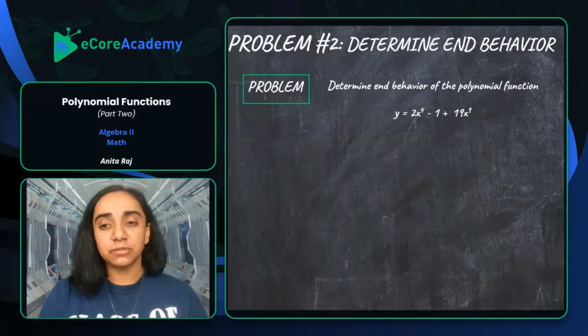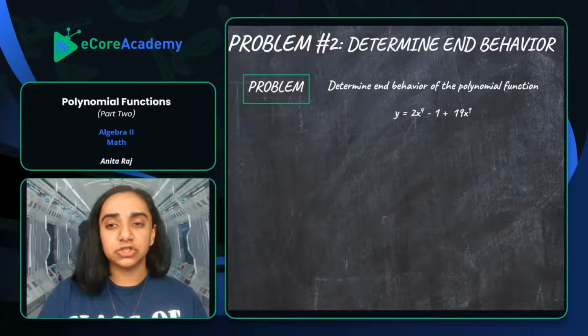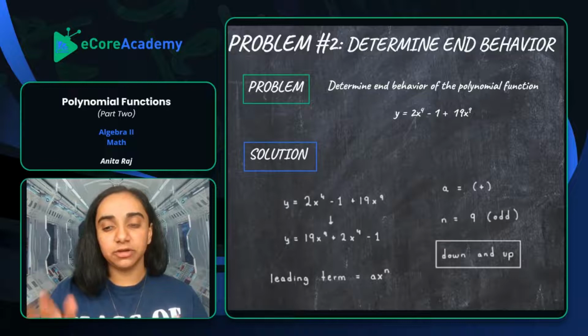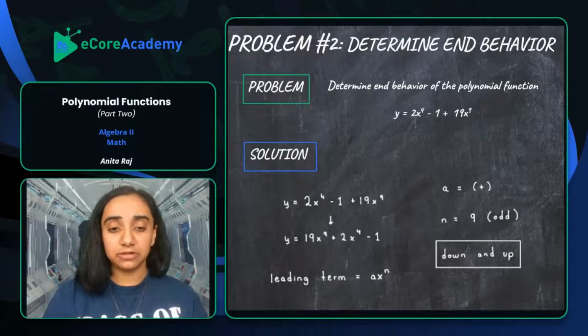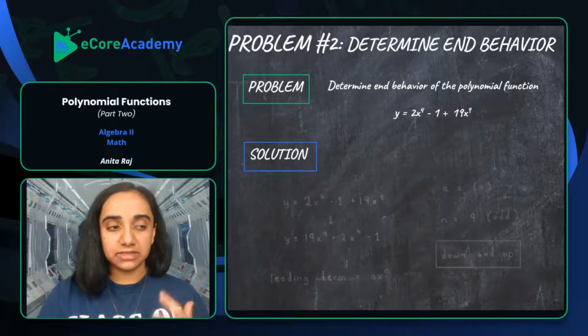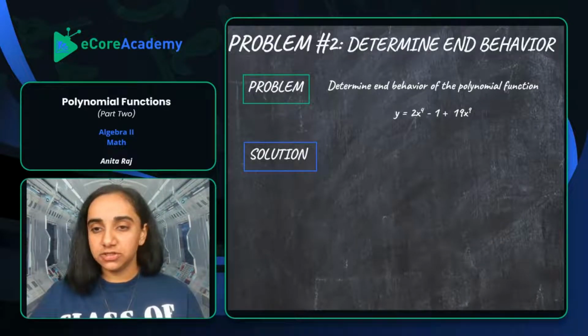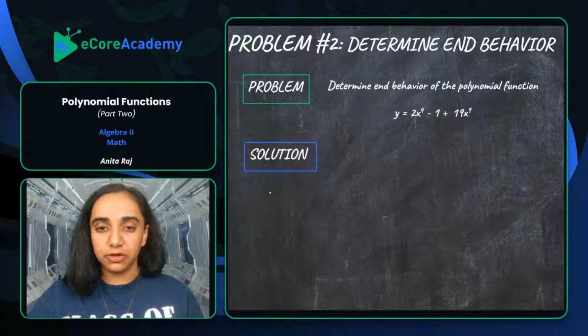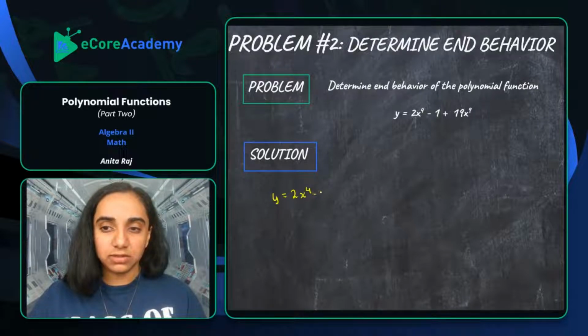So the problem is: determine the end behavior of the polynomial function. The one we're given is y equals 2x to the fourth minus 1 plus 19x to the ninth. Here's your solution pre-written if you want to copy it down. Take a second to pause and do that if you'd like. Okay, now I'm going to run through that exact same problem with you. So the first thing I want to do is rewrite the polynomial we were given: y equals 2x to the fourth minus 1 plus 19x to the ninth.